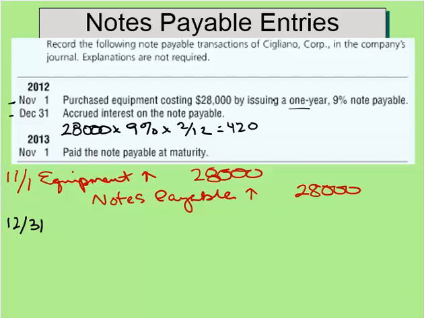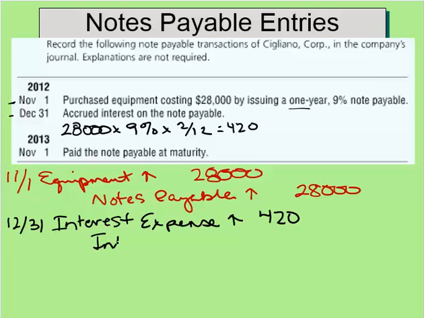So when we're going to accrue the interest, we want to show the interest that's been incurred. So we'll debit interest expense for $420. And we'll credit the liability now, interest payable, for $420. Since that time has gone by, we now have an obligation to pay the $420 in interest. Even if we paid it off tomorrow, we would have still incurred $420 worth of interest. So both of those are going up.